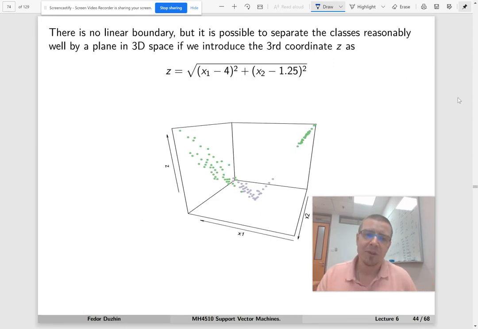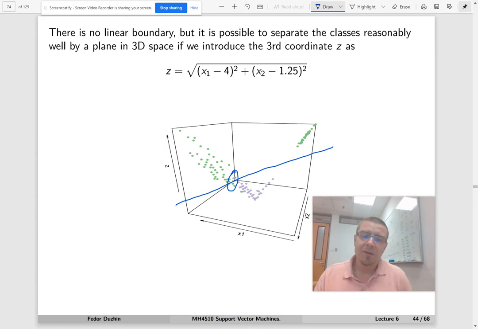So here is how it works. There is no linear boundary. But if I map my data into the 3D space by letting z be equal to this distance to this special point, then this is what the data looks like in the 3D space. And you see that in the 3D space, it is possible to separate them by a plane, or reasonably well. There is going to be a bit of misclassification here, but overall it's going to be all right. So now it's going to work.